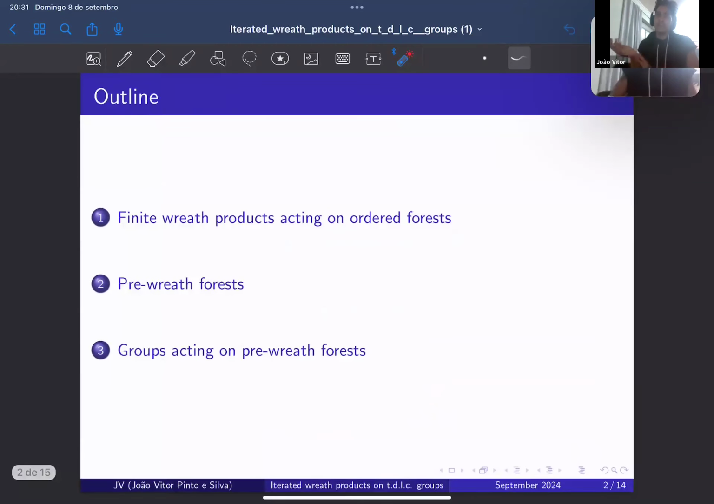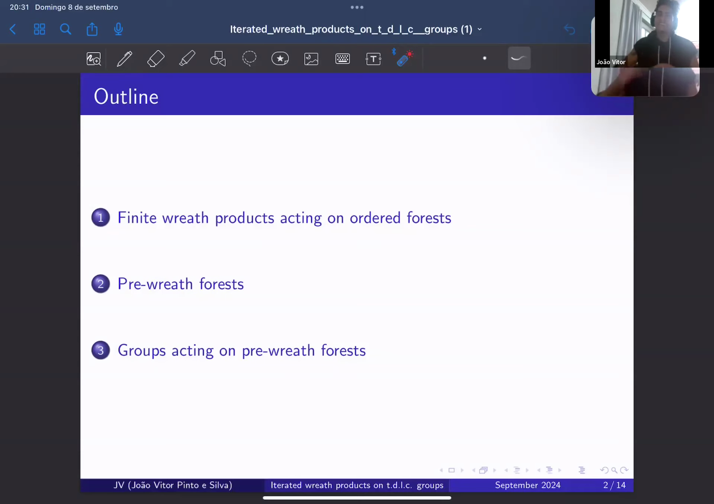To give an outline of the talk: first I will give the definition of wreath products for those who don't know, and also describe the main goal. I will have some ordered forests, so graphs with arrows between vertices, and I want to use actions on these graphs to build groups that have the nice properties that I want. I want them to be groups that are just iterated wreath products and that I can work with in the end. Then I will define the main definition that I'm working with at the moment, which is pre-wreath.